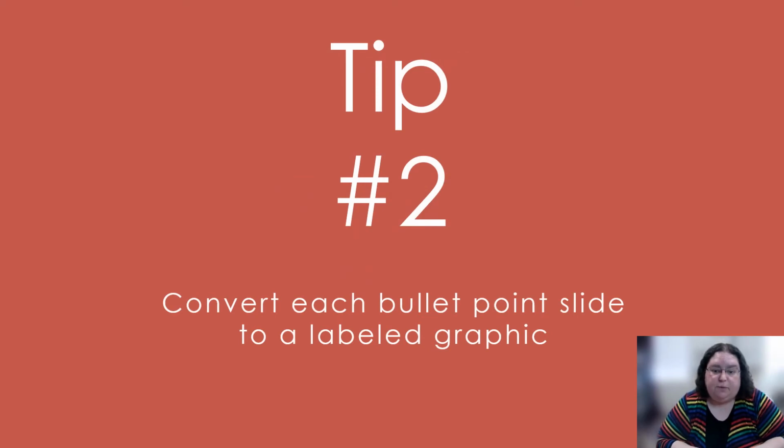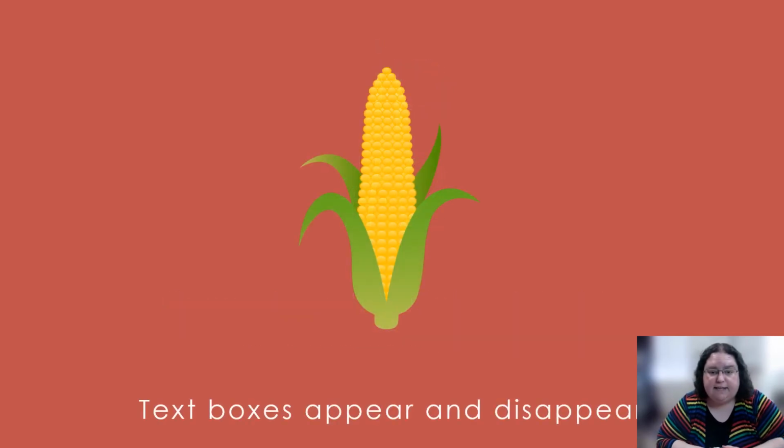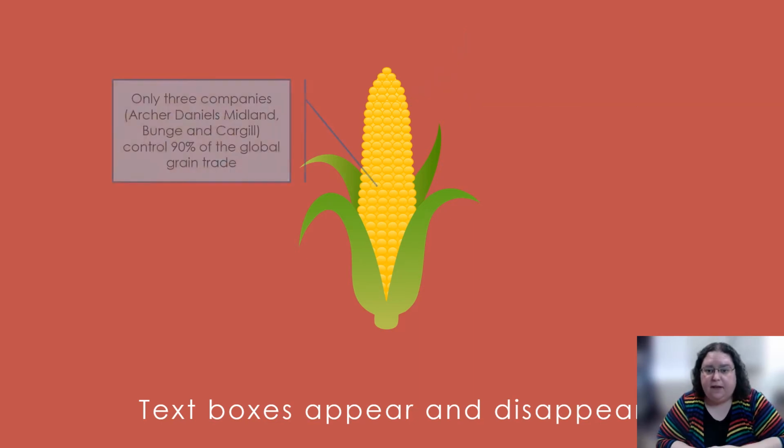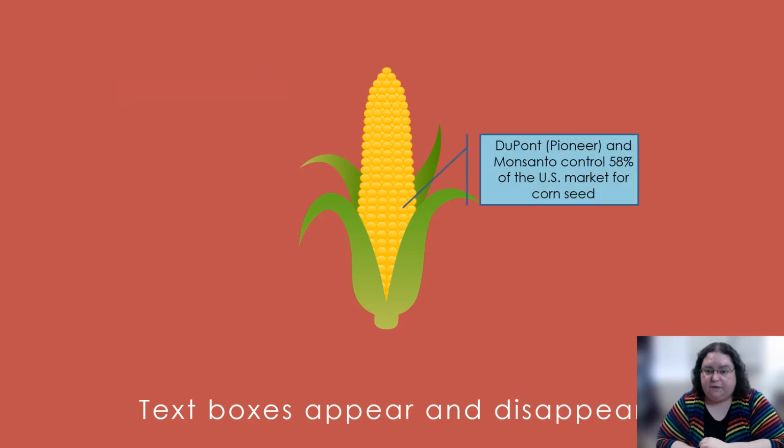And then you can also convert bullet points to a labeled graphic. So this is a way to add a little bit of visual information while still breaking up all of those bullet points. So in this case, I'm going to talk about the corn industry, and I'm going to have bullet points that appear. And when I'm done talking about them, I want to move on to the next thing. They disappear and the next one appears. And I can go through, I think there's 5 or 6 bullet points within this slide. I'm only showing a small amount of text at one particular time. I've got a great visual, and my audience can really focus on me as I'm talking.